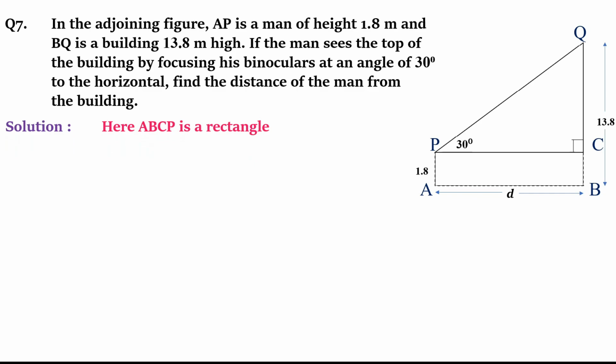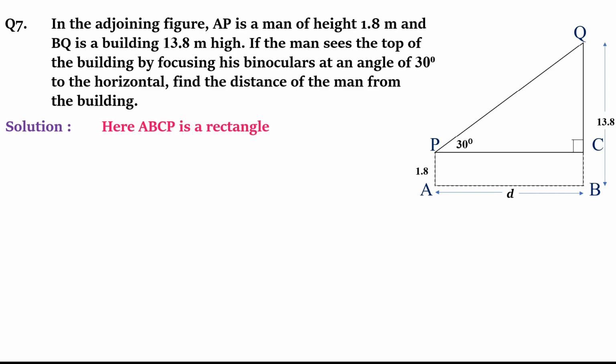Okay. So let's start. So we start with the rectangle only. ABCP is a rectangle. Why rectangle I am saying this? Because AP is a vertical line. BQ is also a vertical line. Building and the man will be taken as properly vertical, perpendicular to the ground. So this means angle A is 90 and angle B is also 90. And since in the figure angle PCQ is marked as 90 degree, that means angle PCB will also be 90 degree. And in this quadrilateral, let me call it quadrilateral, then I will take it as a rectangle.